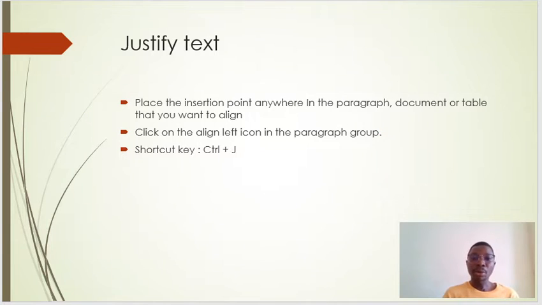Then the last one we will talk about is the justify text. So with the justify text, we are saying that you also place the insertion point anywhere in the paragraph. Then you also click on the icon. So on the paragraph group, you have the justify icon. Let's see how we can justify our text.